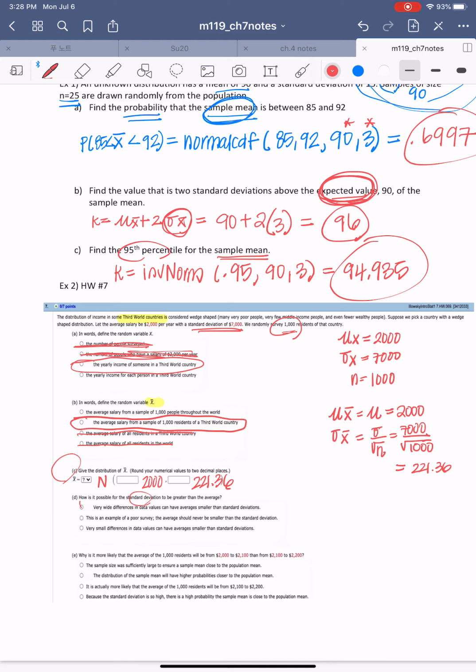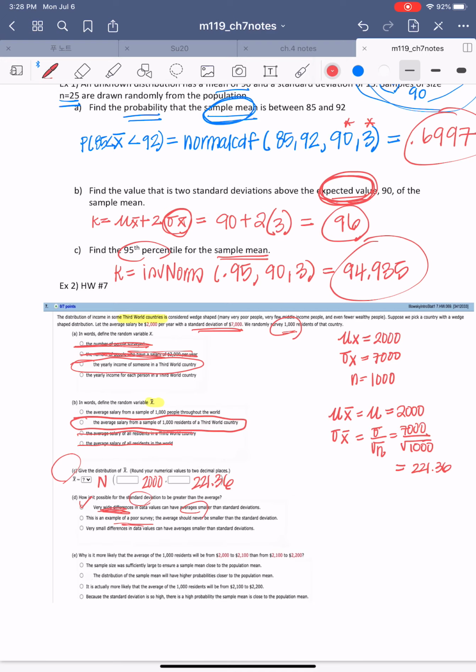So part A right there. Very wide difference in the data value can have average smaller than the standard deviation. It's just the definition. What is a standard deviation? It measures the difference in the data within the average. Okay. Part B, we cannot really say this is a poor survey because you didn't really go through and see all the errors. We are just given the information, so you cannot assume that this is a poor survey.